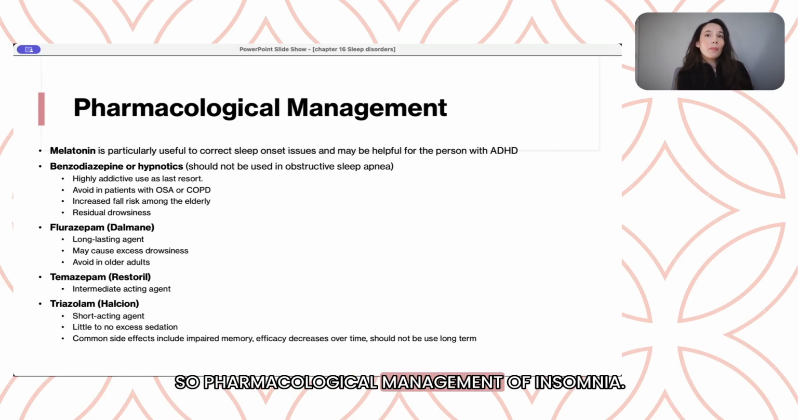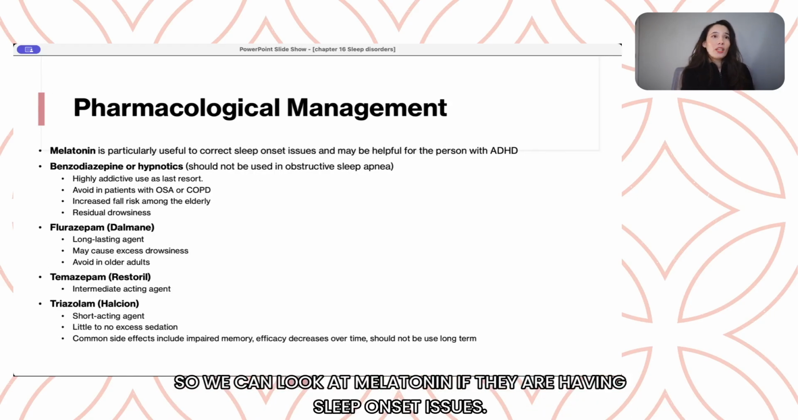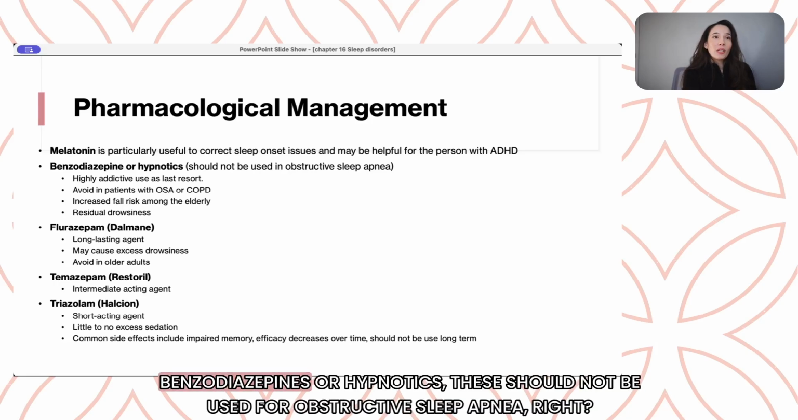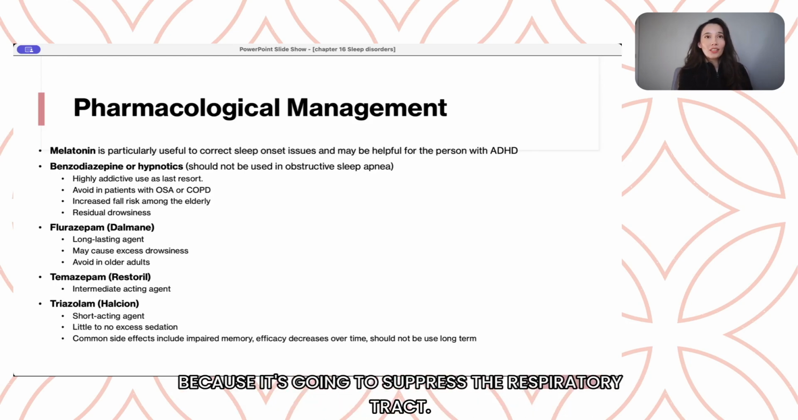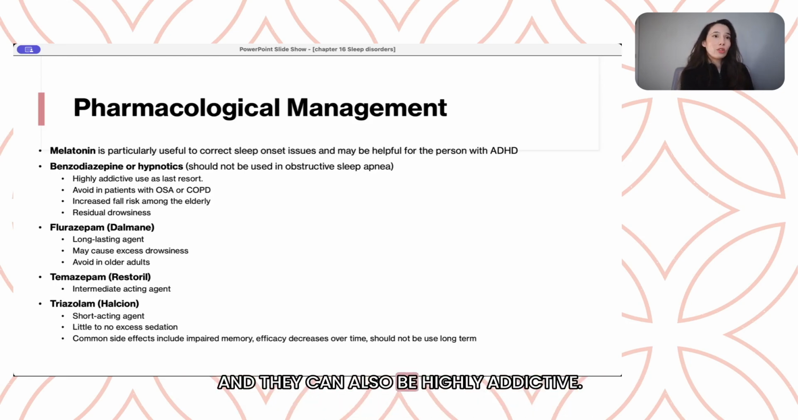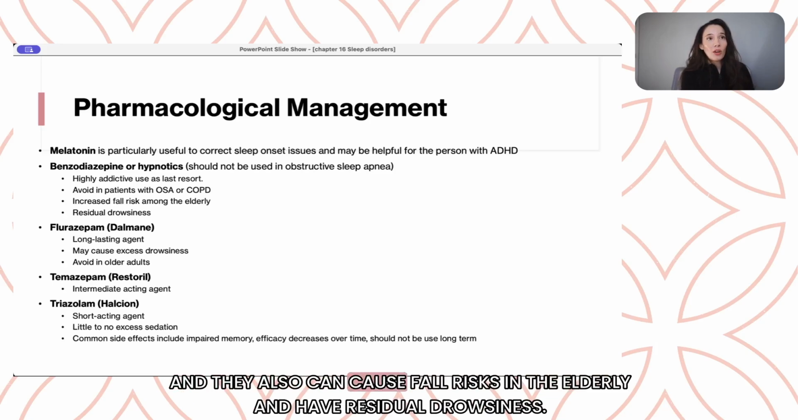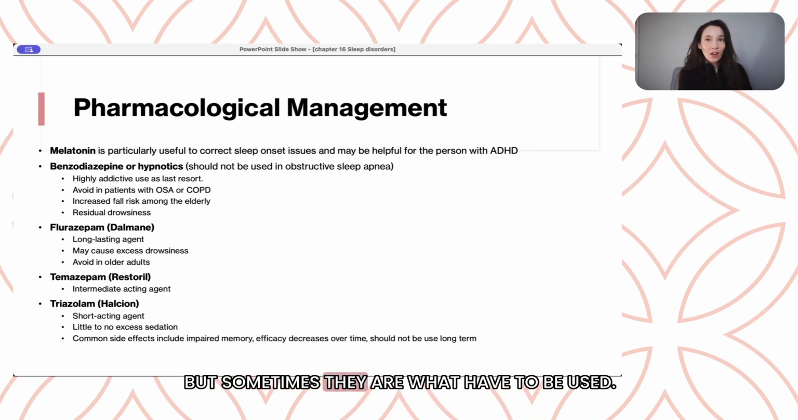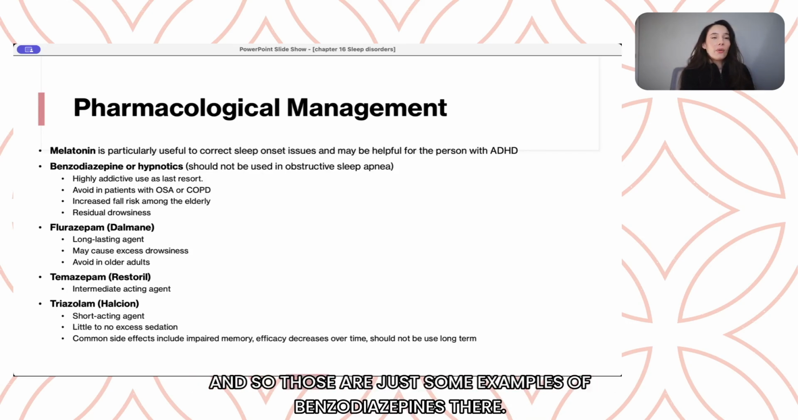So, pharmacological management of insomnia. We can look at melatonin if they are having sleep onset issues. Benzodiazepines or hypnotics should not be used for obstructive sleep apnea, right? Because they suppress the respiratory tract, they can also be highly addictive, and they can cause fall risks in the elderly and residual drowsiness. So sometimes they're not the best, but sometimes they are what have to be used. Those are just some examples of benzodiazepines.